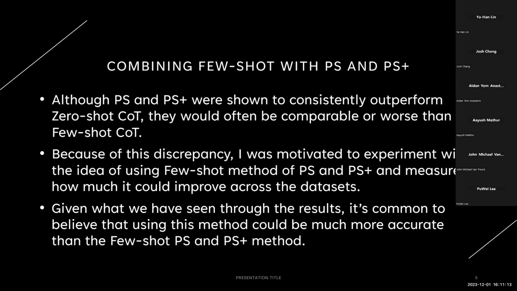The difference between plan and solve and plan and solve plus is that plan and solve prompting is general for any type of question, while plan and solve plus prompting uses prompts given based on the types of data sets. So they're more specific and usually perform better than basic plan and solve prompting. But like I said, because of the worse performance compared to few shot chain of thought, I wanted to try and implement plan and solve plus prompting with few shot, by also giving examples on how to answer in the plan and solve methods while also giving it the prompt.